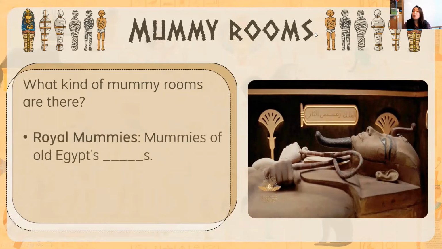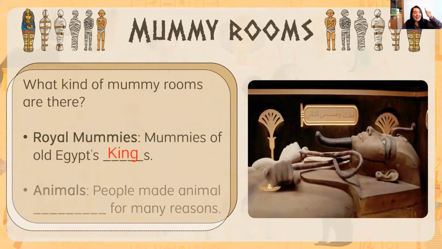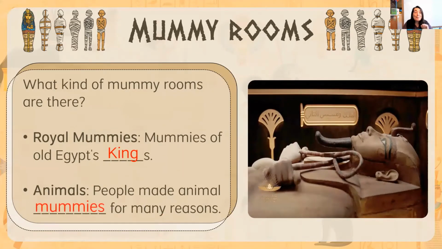They have the royal mummies, mummies of old Egypt's, what are these called? Kings, good. And they also have animals in there. So people made animal, what room? What kind of room? Mummies.